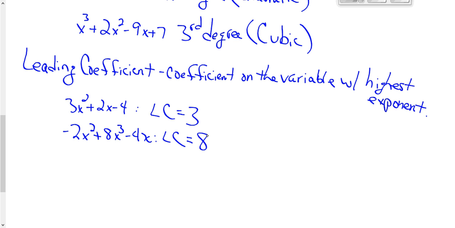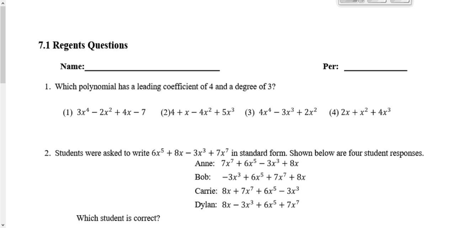So now that you have some of these terms, we can look at the Regents questions. Everybody read over the first one on your own. I don't want you to shout out any answers. I do not want anybody shouting out any answers. 27.